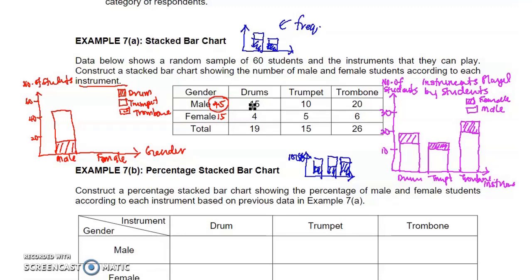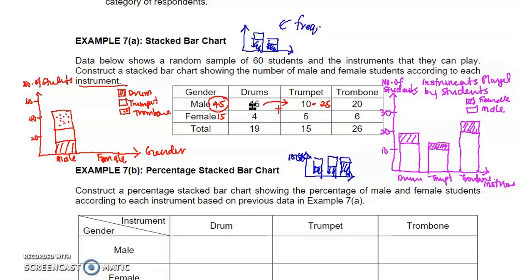Okay, trumpet now 10. So from this line, up to which level is 10 units? Okay, so to ease it, you just use cumulative frequency. 15 plus 10 equals 25. So you read where is 25. So let's say 25 is here. So this blank area will be for trumpet. So the balance will be trombone.